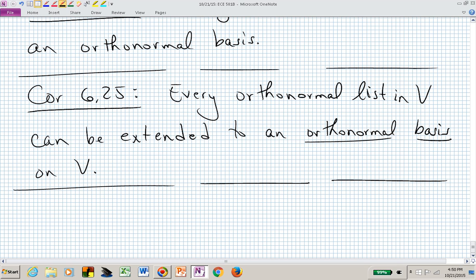It says every orthonormal list. So your orthonormal list could just be one vector, and maybe you have a vector space that's 20 in size. This corollary says, oh, I can extend that one vector and create an orthonormal basis that is a basis for a 20-dimensional vector space.